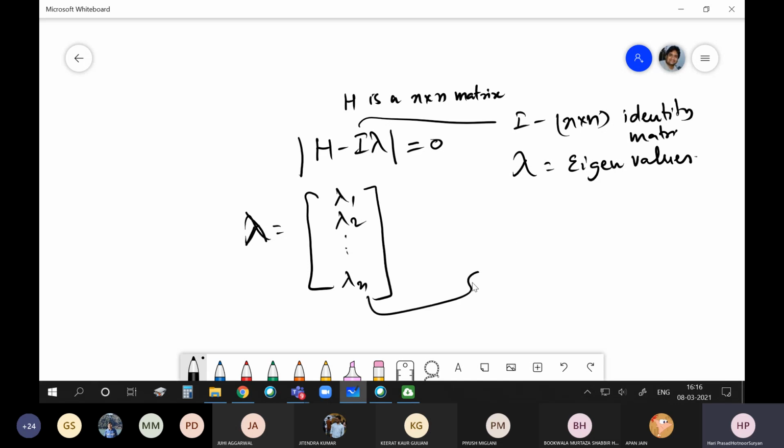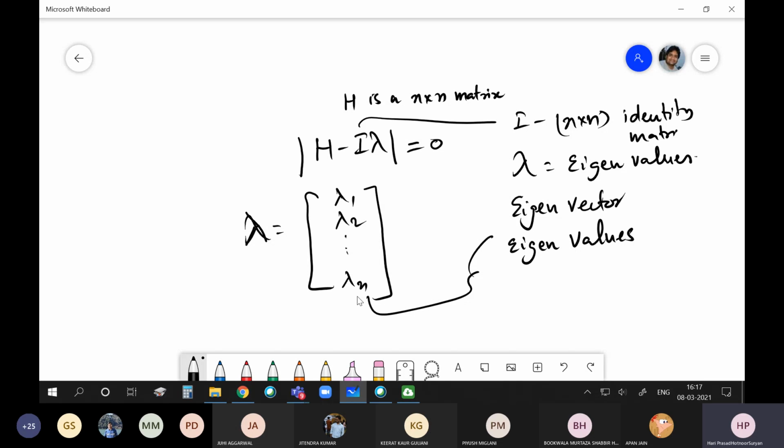This is what we call the eigenvector. And the individual values, lambda 1, lambda 2, lambda n, are called eigenvalues. So find the eigenvalues by finding this determinant and equating it to 0, and you will get lambda 1, lambda 2, up to lambda n.